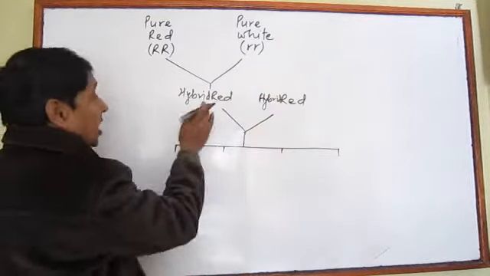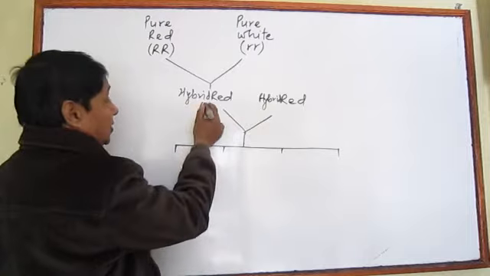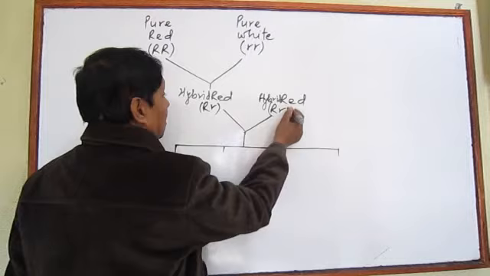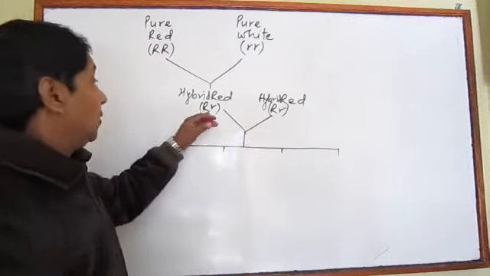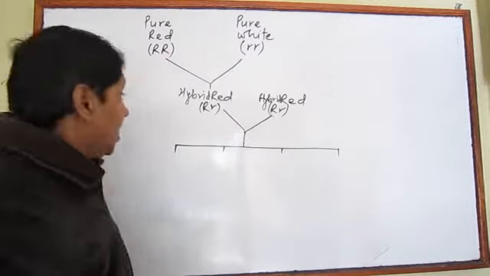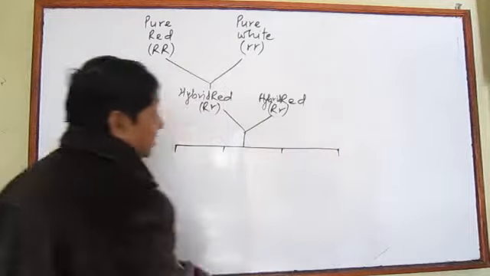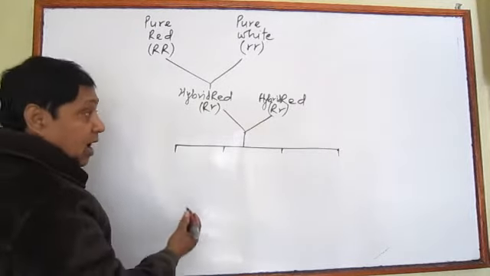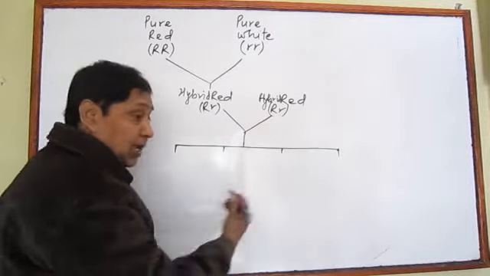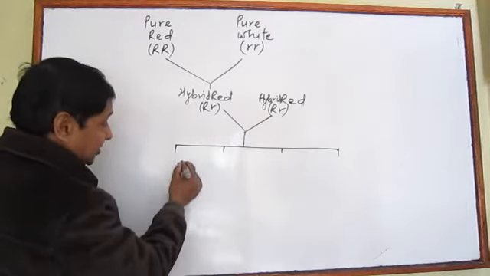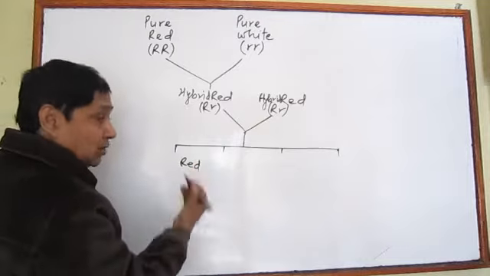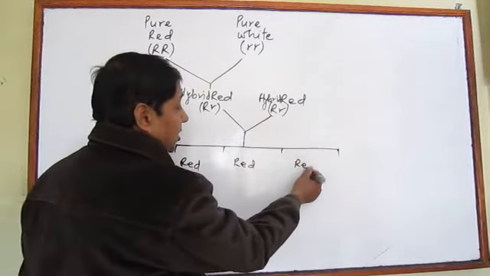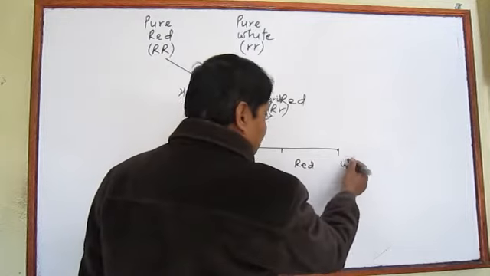This is hybrid red, and its gene can be written as capital R, small r, because it is not pure capital R, and not pure small r, which is white. And in the second generation, both red and white flower pea plants appear. Out of every four, three were red flower pea plants, and one is a white flower pea plant.